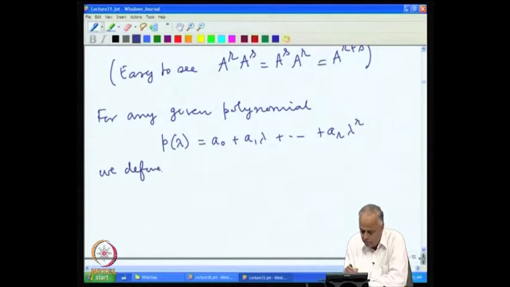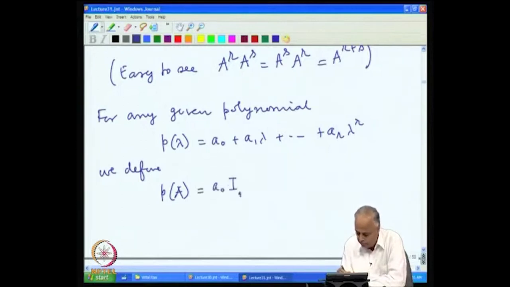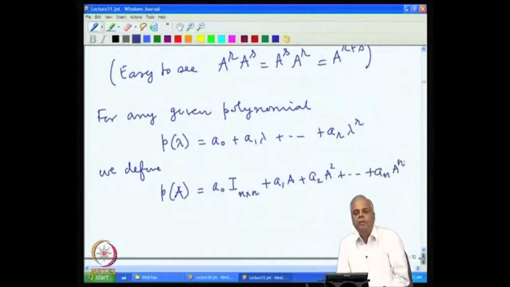p of A. Now, we are defining a polynomial of the matrix A as a naught I plus a 1 A plus a 2 A squared plus up to a r A power r. In other words, in the given polynomial, replace each power of lambda by the corresponding power of A. The first term is lambda power 0, so we replace it by A power 0, which is identity. Subsequently, we have lambda, lambda squared, and we replace them by A, A squared and so on and so forth.